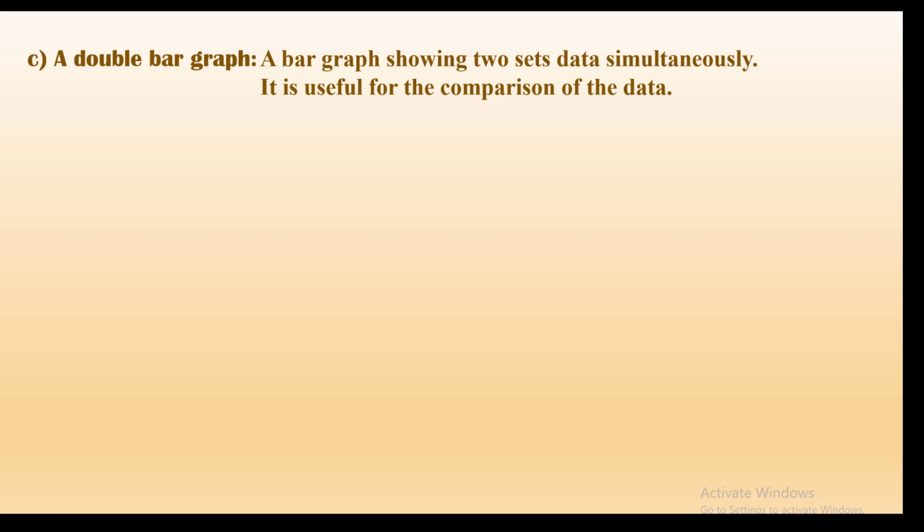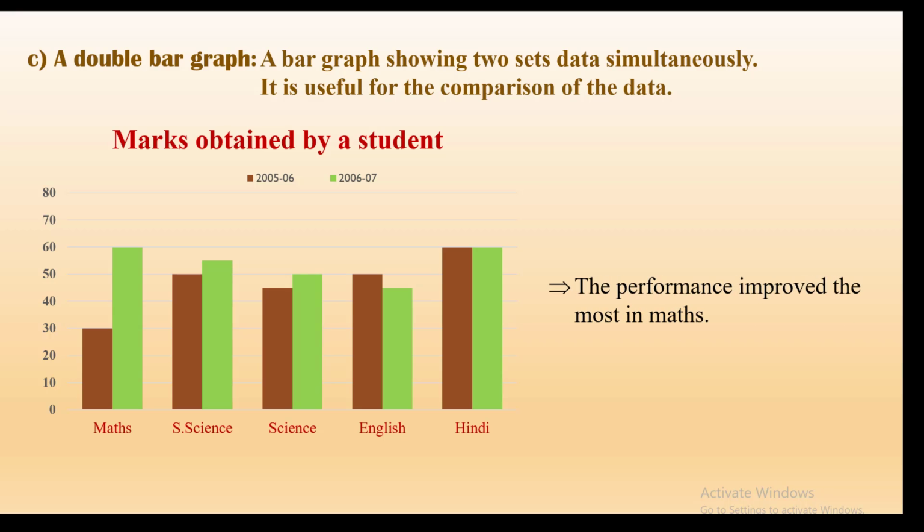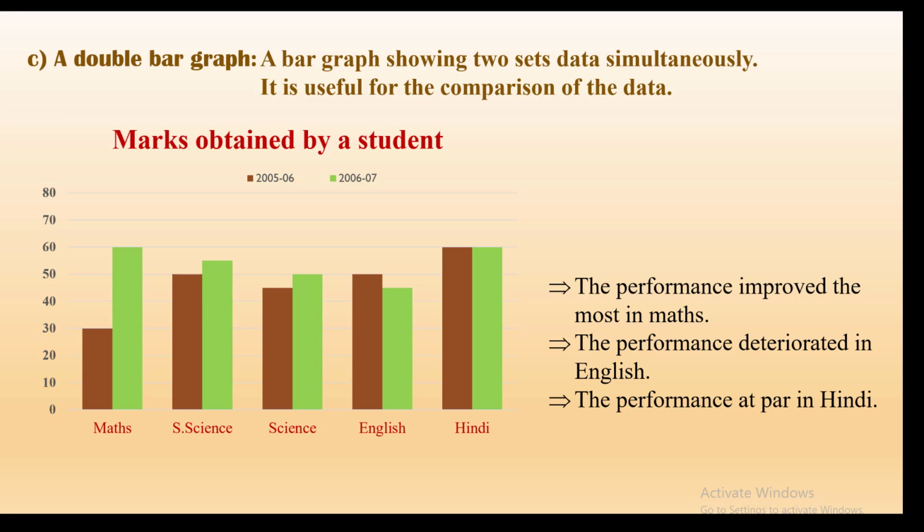C. A double bar graph. A bar graph showing two sets of data simultaneously is useful for the comparison of the data. The performer improves the most in math. The performer deteriorates in English. The performer is the same in Hindi.